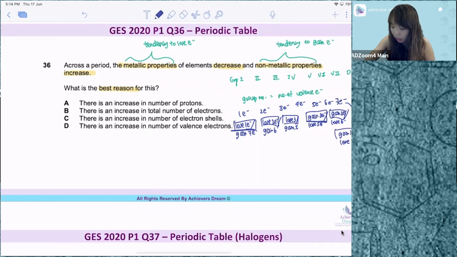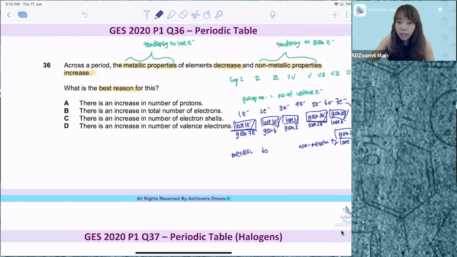So can you see that as I move from left to right across the period, the tendency to lose electrons decreases and the tendency to gain electrons increases. So that's why we say that the metallic properties decrease and non-metallic properties increase across the period.